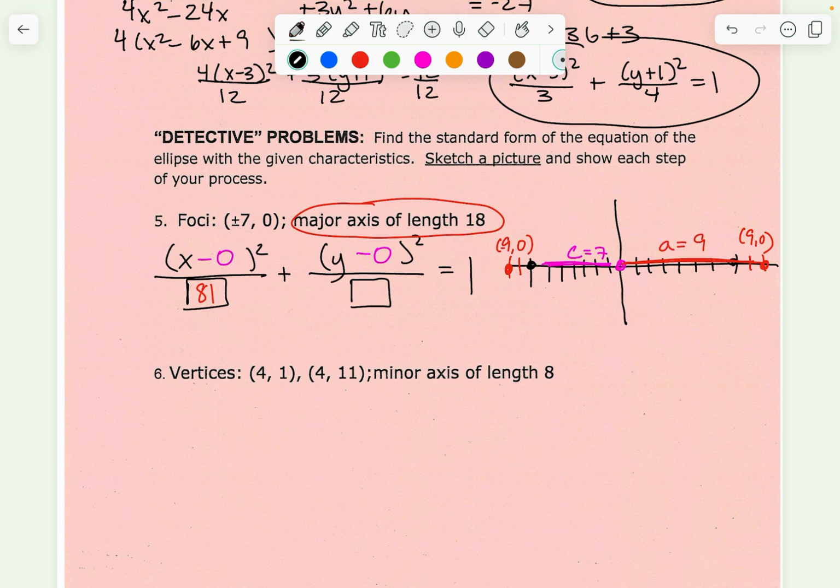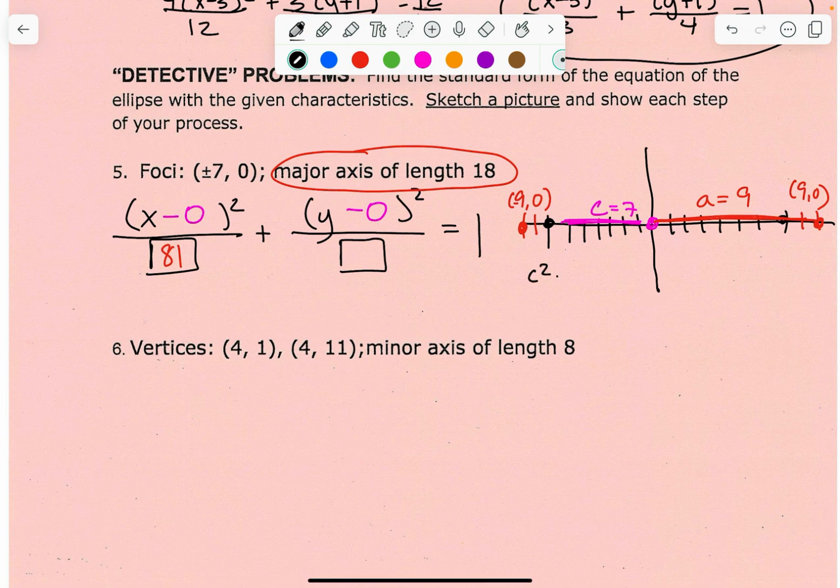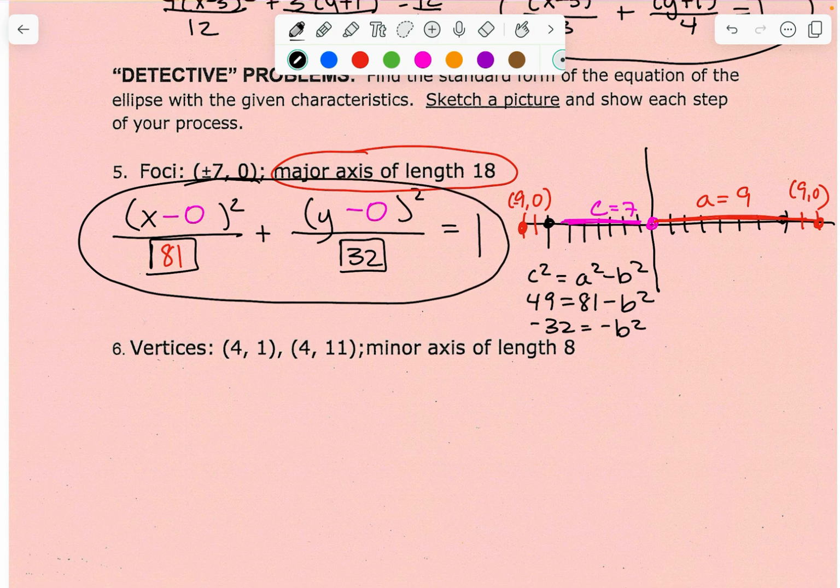To find out what b squared is, we're going to use this handy dandy little equation. I know that c is 7, so that's 49. a is 9, so that's 81. So b squared is 32. So this here is your answer.